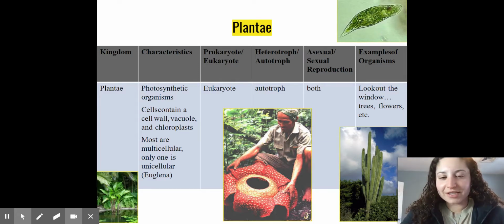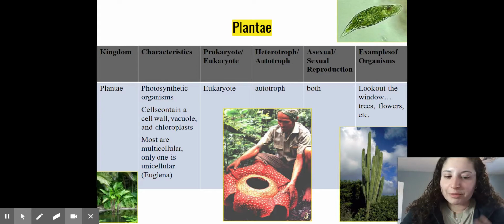Anyway, plants, we know they're eukaryotic. They have cell organelles. Because they photosynthesize, they are autotrophs. They make their own food. Depending on the plant and where in its life cycle it is, plants can reproduce sexually or asexually. A lot of plants will actually have both female and male parts, so they can reproduce sexually, but they're reproducing with themselves, which is another weird thing that plants do.